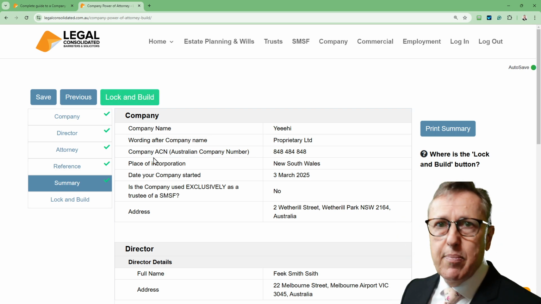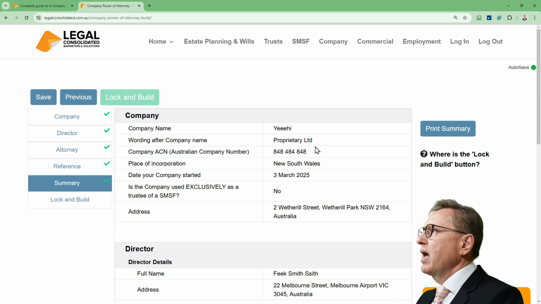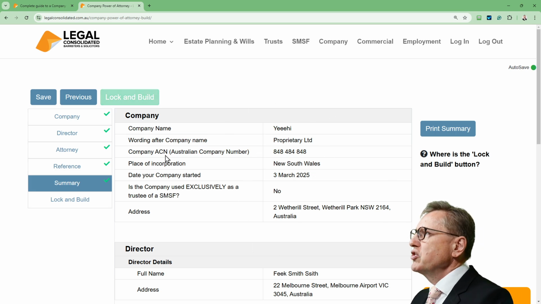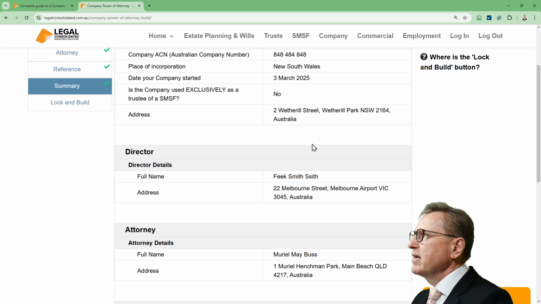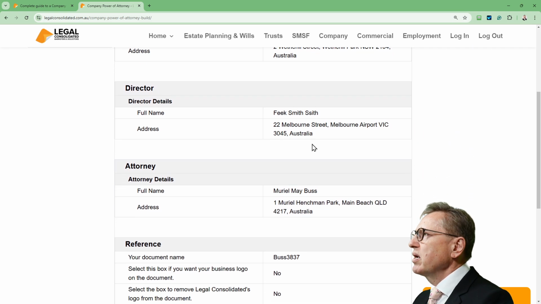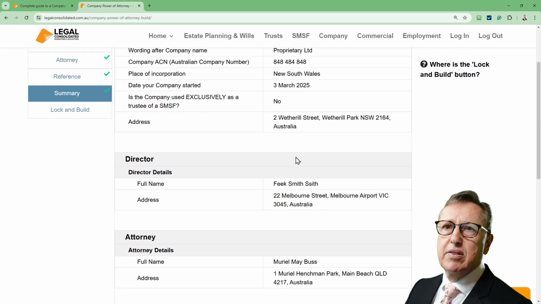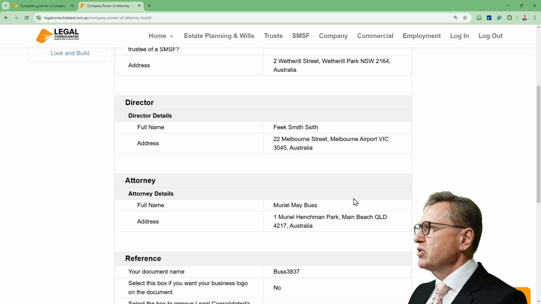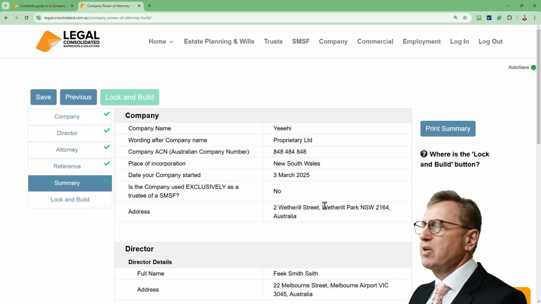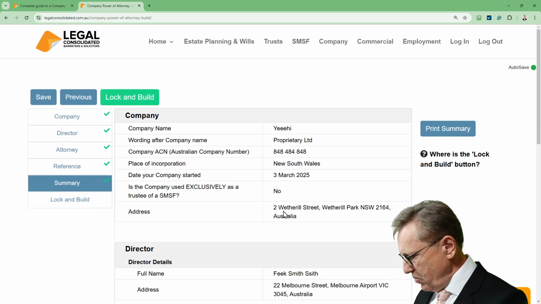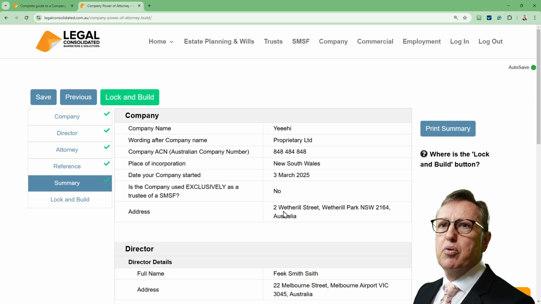Now you need to be happy with your spelling and the information you gave. So the company name is there, that's correct. Nine digits, that's correct. New South Wales, it's incorporated. The date of incorporation, yes, that's looking good. That address is correct. Now, if it's not correct, you just go back in and make the change. The attorney, Muriel May Buss, reference. I am very excited. I'm now going to press lock and build.